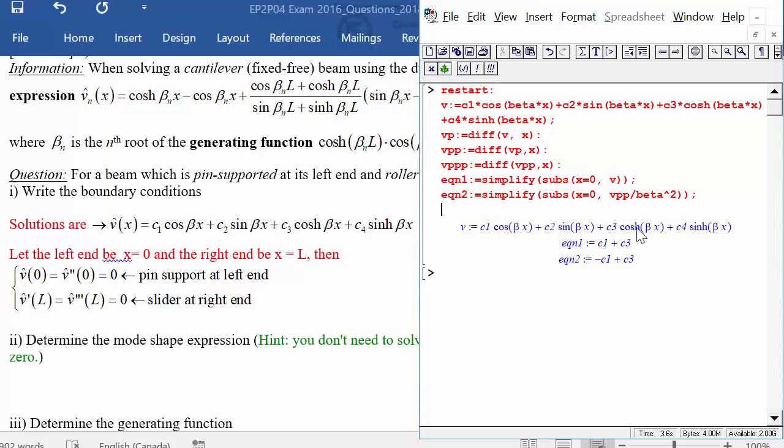Remember, these equations are really just the left-hand side. The right-hand side is that we're supposed to equal 0 on these. And with c3 equal to 0, the first one says c1 equals 0. So they're both 0. But we could solve that.